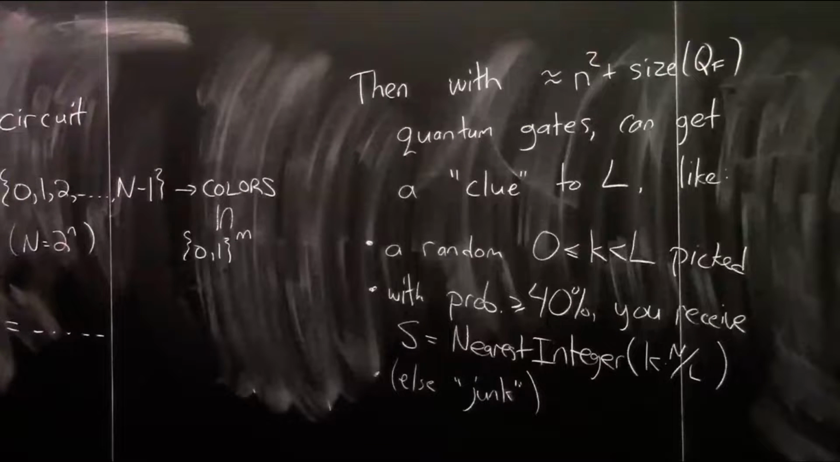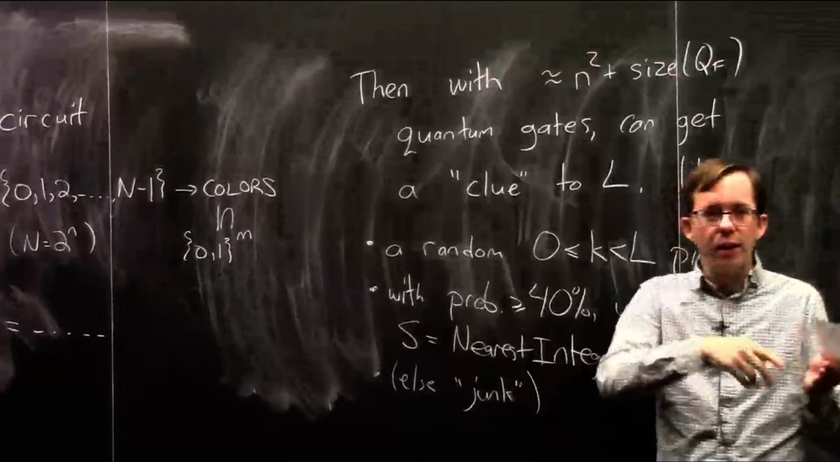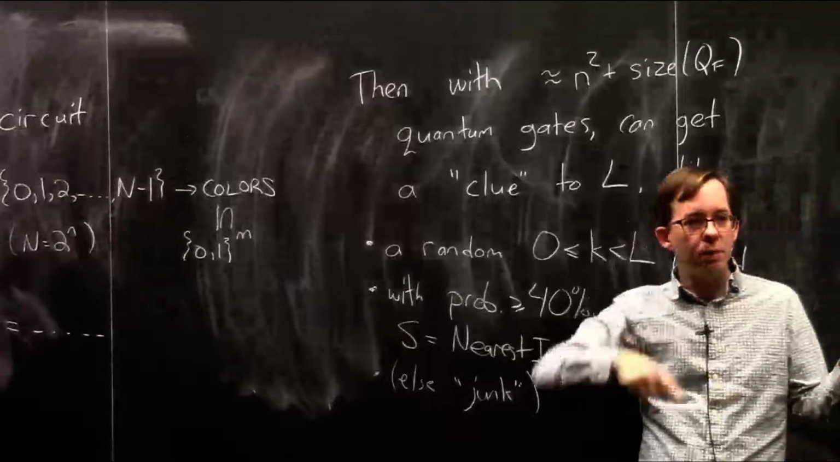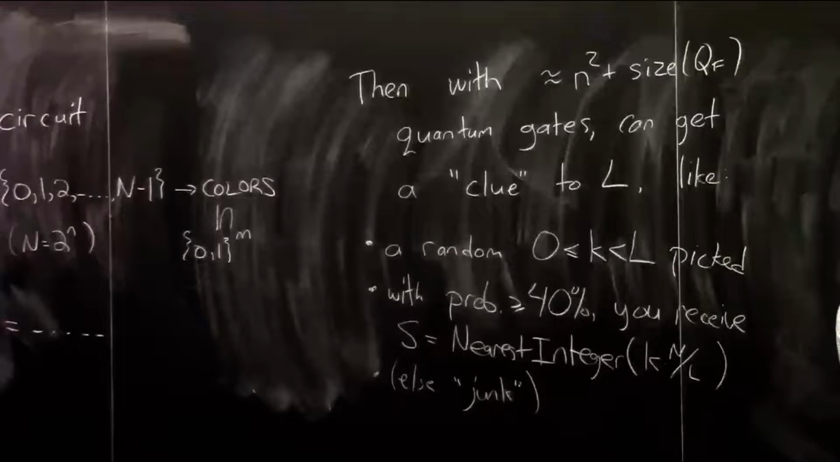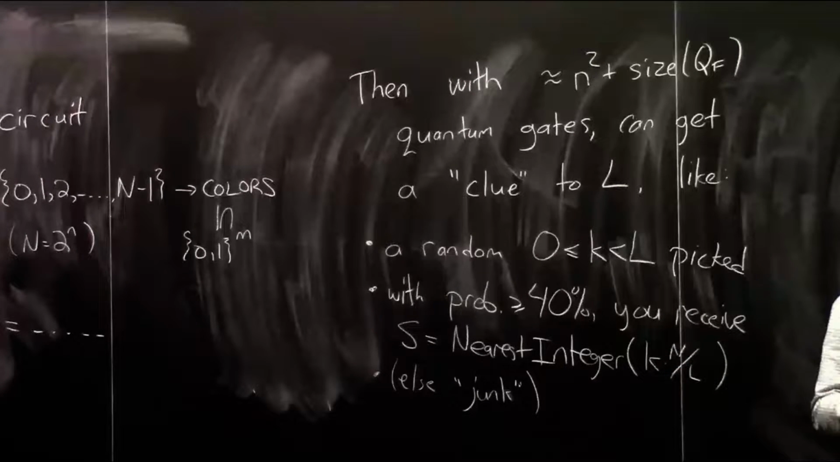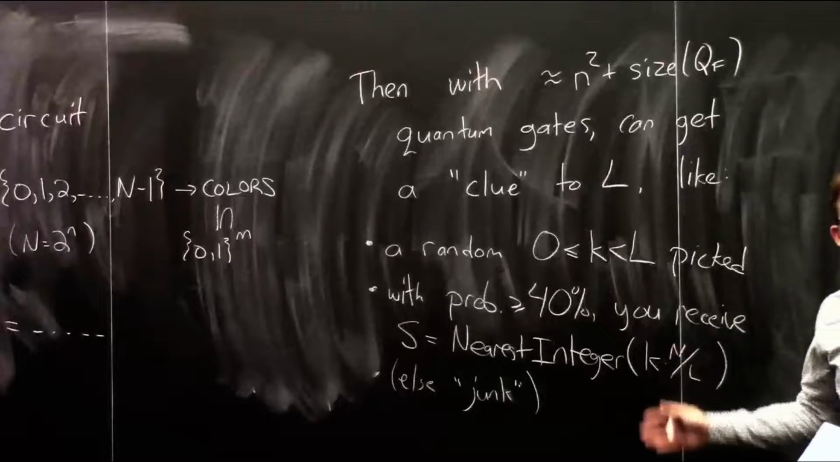So we can't pick k? No, k is random. When you do the quantum Fourier transform, you basically get a spiky looking function, which is essentially uniform with spikes at distance capital N over L. So they're kind of concentrated near the multiples of capital N over L. And then you measure, so you get a random multiple of capital N over L. So you have no control over what k is.